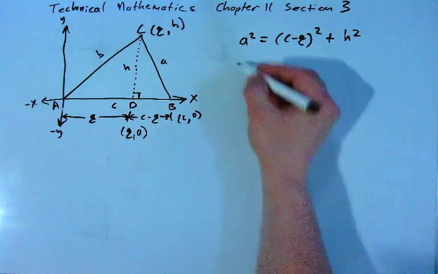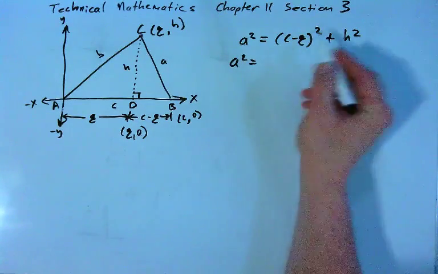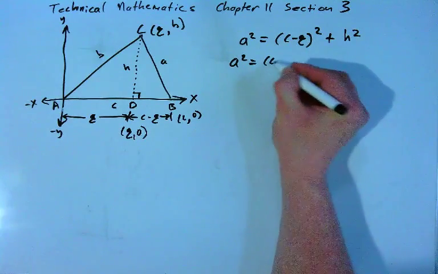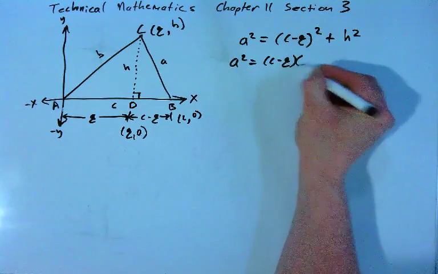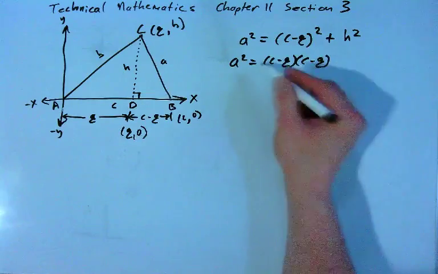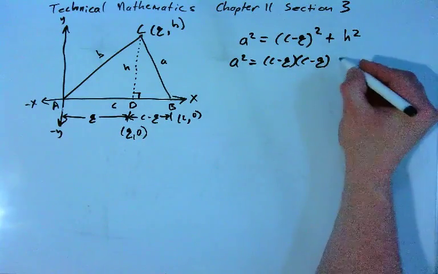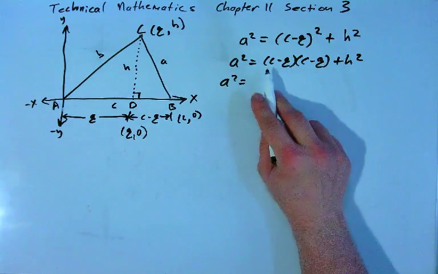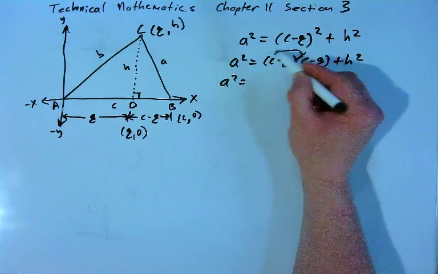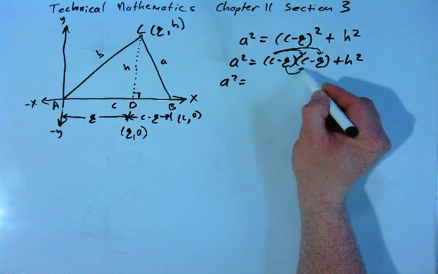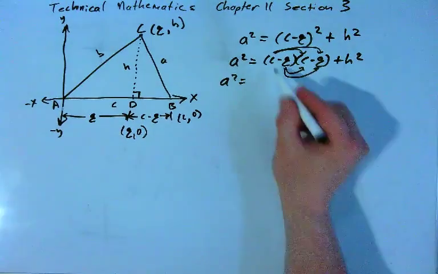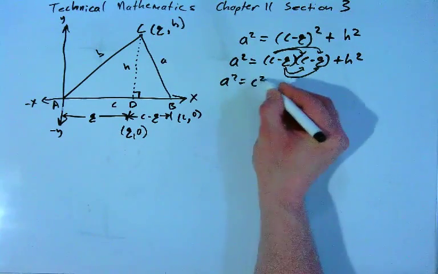And so what we're going to get is a squared equals, when I'm squaring a binomial, that means I'm taking c minus g and multiplying it by itself. So I'm going to apply the FOIL method here, plus h squared. When we use the FOIL method, we do first, outside, inside, and last. We'll multiply all of those terms together. And so we get c times c, which is c squared.